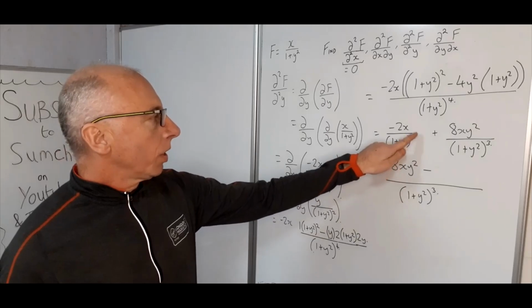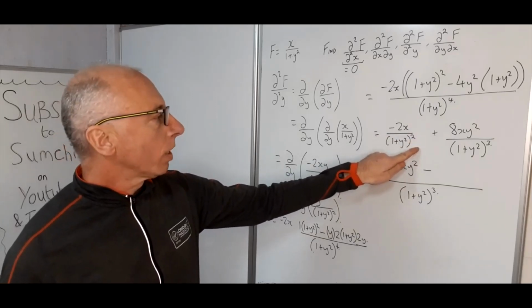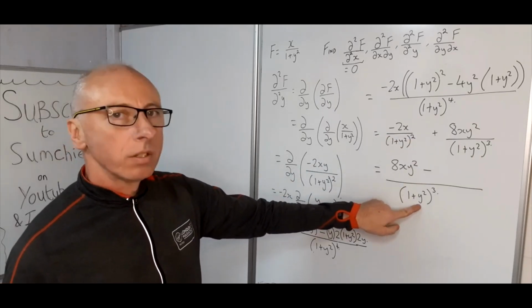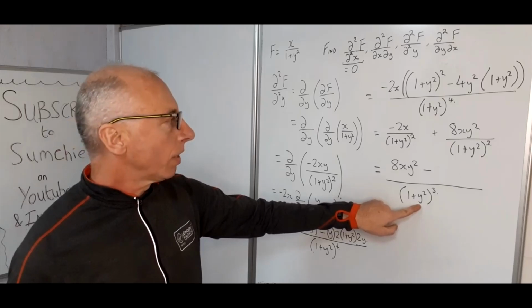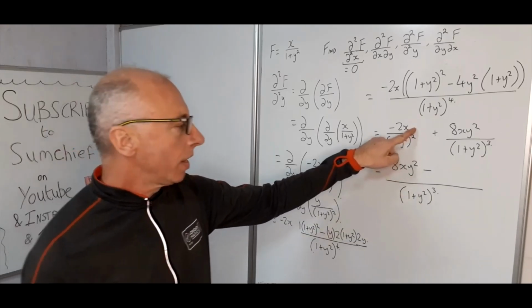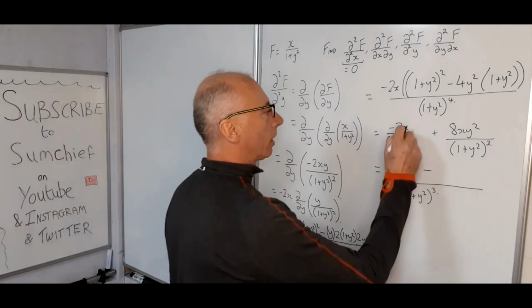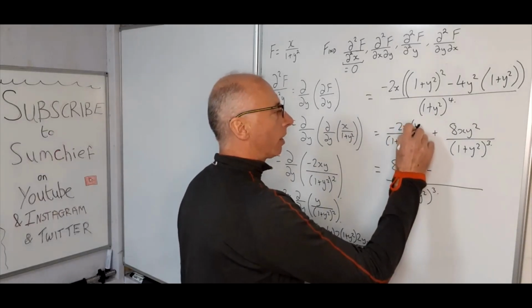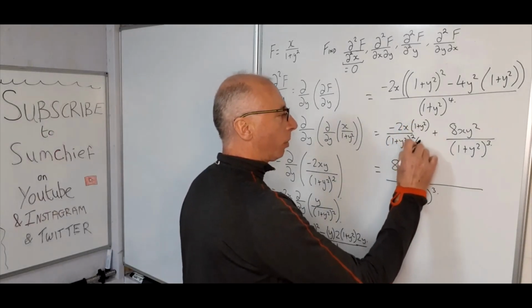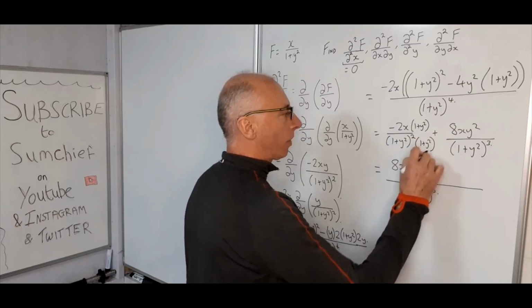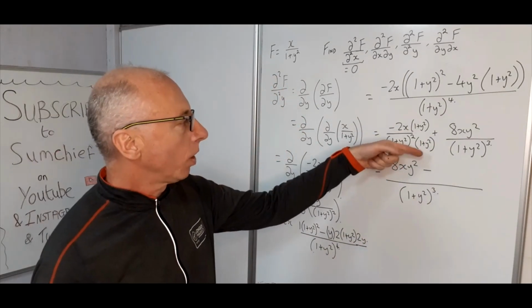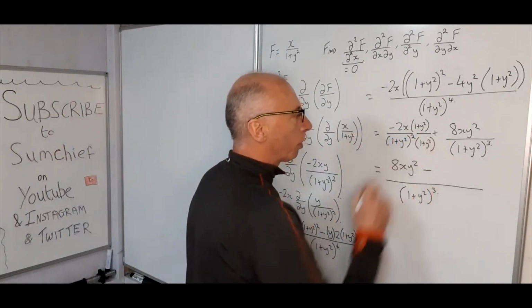So if I multiply top and bottom here by 1 plus y squared, that serves the purpose of getting my denominator correct. But now I need to multiply this by 1 plus y squared. So if I just write that there, and obviously I've got to put 1 there as well. So that's eventually the effect of multiplying by 1.